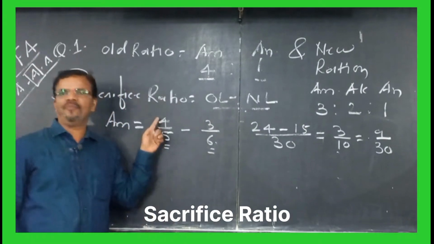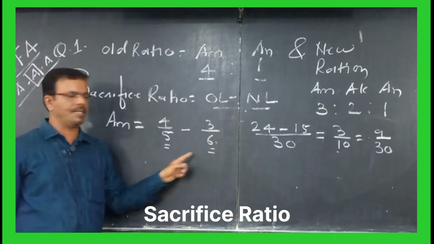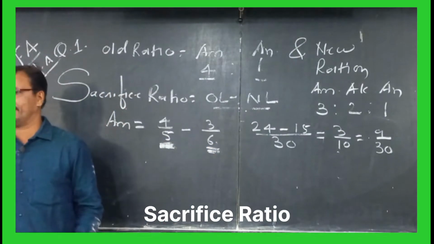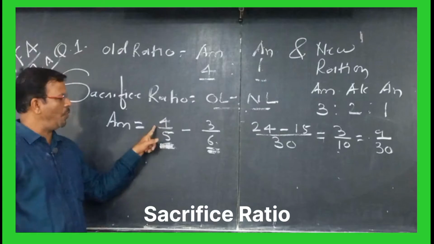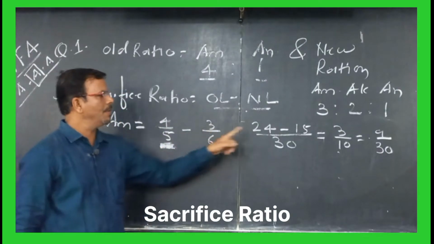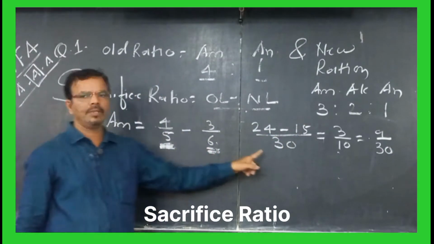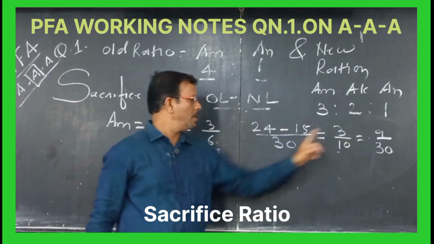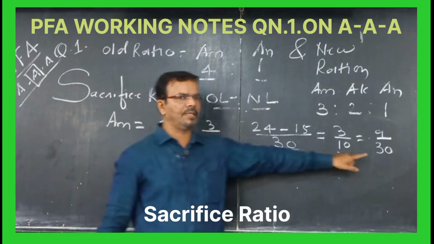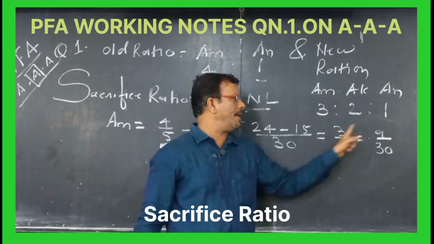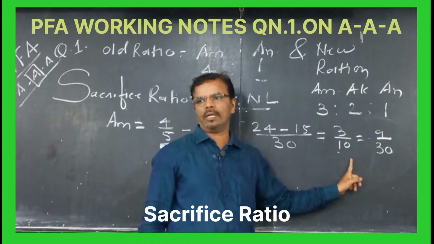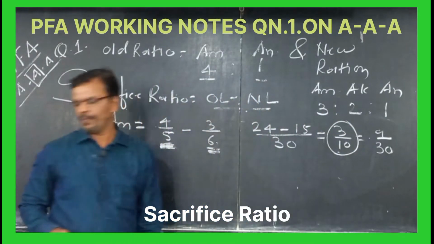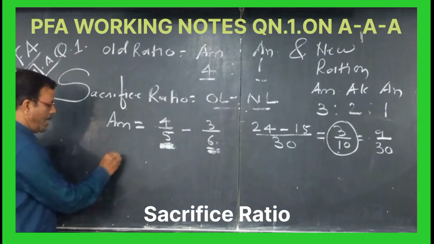So see once again 4 upon 5 minus 3 upon 6. Now you can see that the denominator is not the same. We have to make it the same. So 6 into 4 is 24, 5 into 3 is 15 and 6 into 5 is 30. Now 24 minus 15 is 9, and 6 into 5 is 30. In shortcut, 3 3s are 9, 3 1s are 1. So 3 upon 10 is the sacrifice by whom? Amar.